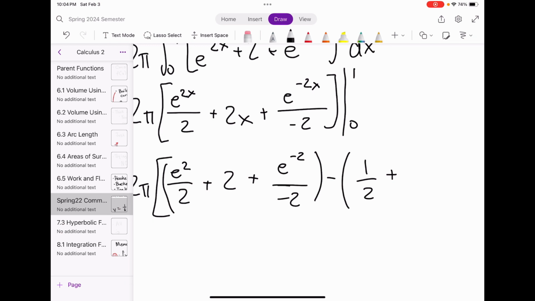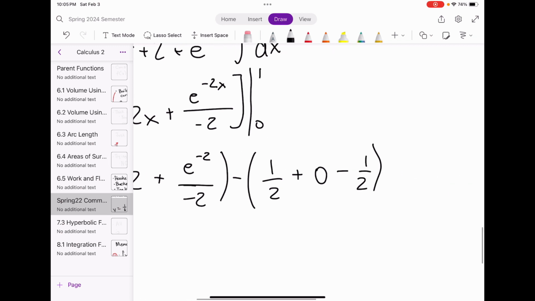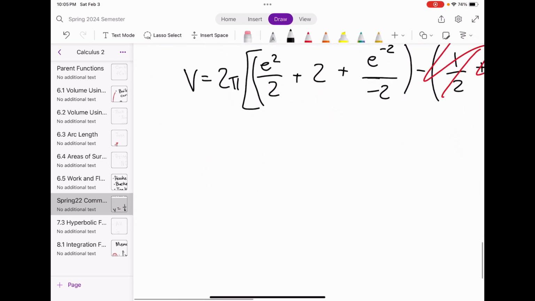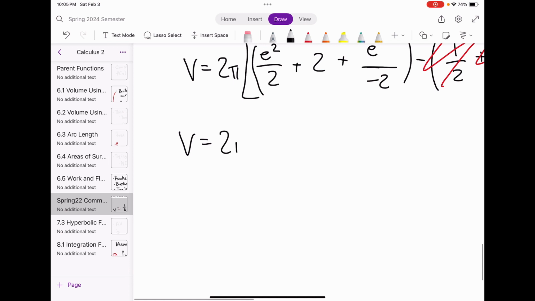1/2 plus that's going to be 0. Oh, and would you look at that, it's actually negative 1/2. So I didn't need to write that, because this and this will cancel one another, so this whole thing will be equal to 0. V is equal to 2 pi.